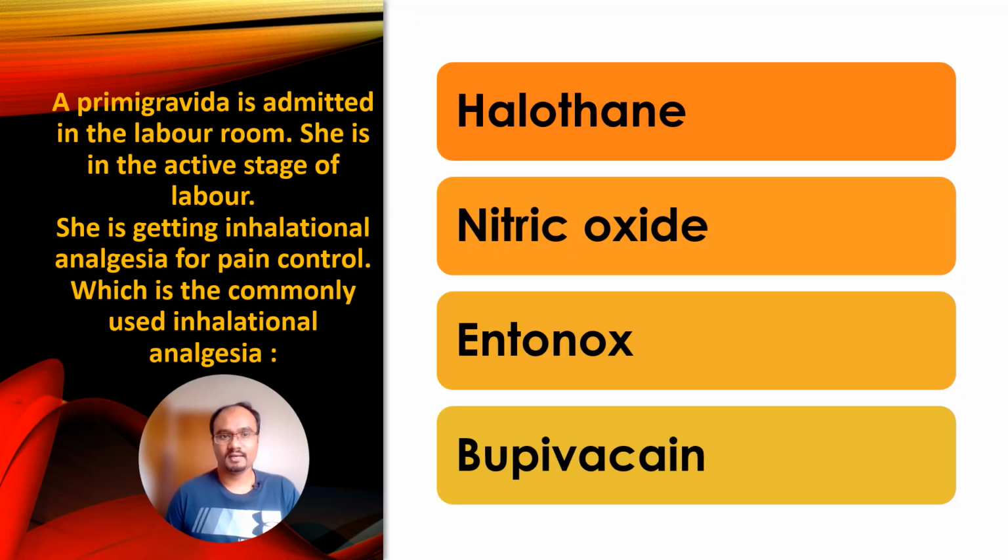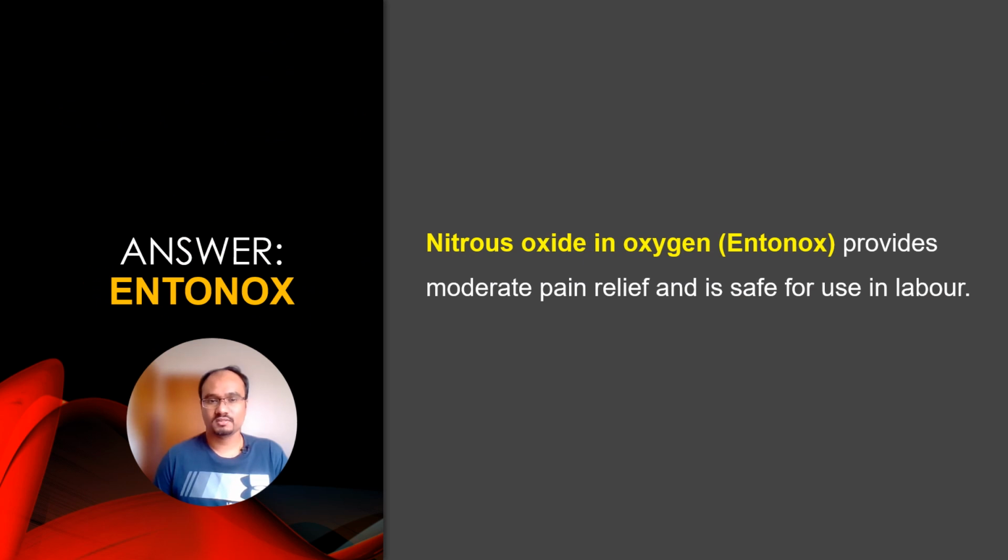A primary gravida is admitted in the labor room. She is in the active stage of labor. She is getting inhalational analgesia for pain control. Which is the commonly used inhalational analgesia? And the options are halothane, nitric oxide, Entonox, bupivacaine. So the correct answer is Entonox.